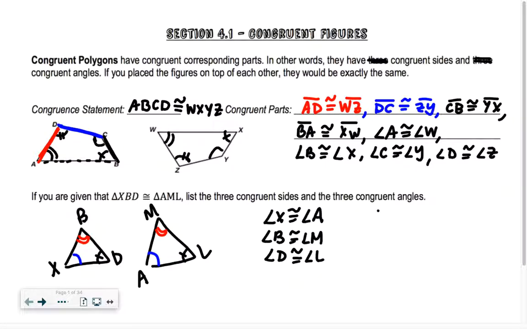So then the three congruent sides are going to be XB and AM. So I did first and second with first and second. What if I did XD? What would it match up with? Yeah, AL. And then one other side. Can I say DX? What about DX? Haven't I already kind of used that side? Do you guys see what I'm saying? Yeah, so what do I need then? Yeah, BD. And it matches up with ML. Making sense?